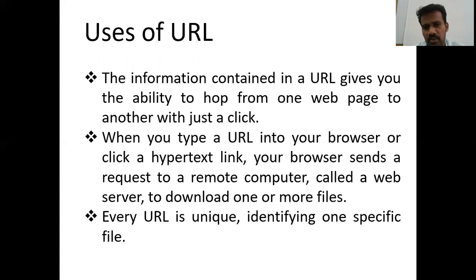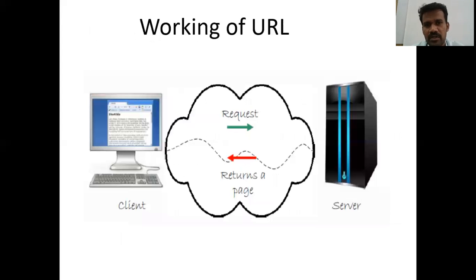When you type a URL into your browser or just click on a hypertext link, your browser automatically sends a request to a remote computer called a web server, which responds back with one or more downloaded files. Be careful: every URL is unique and identified by its own specific file, and each URL has its own web server. More than one web server can be linked to that particular URL for responding back to the client request.